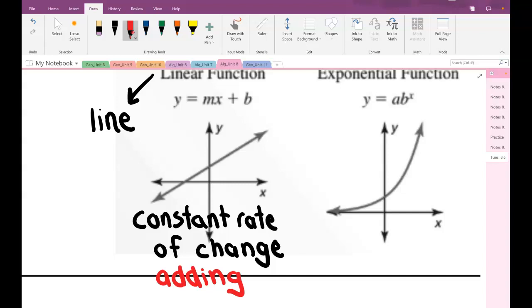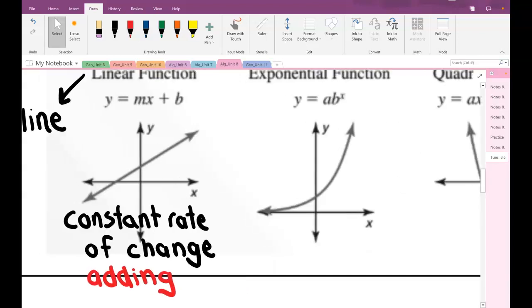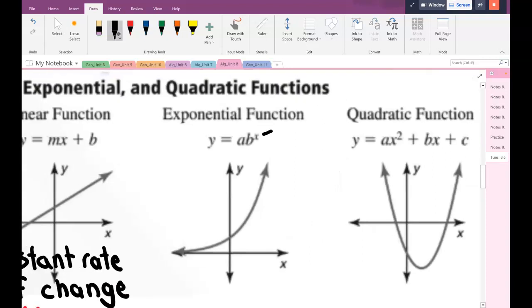Exponential functions look like this swoop up, where it starts off with a slow incline and then inclines very quickly. That is the graph of our exponential. What gives it this shape is that it has this x term on top. If x is the exponent, that means it's an exponential.